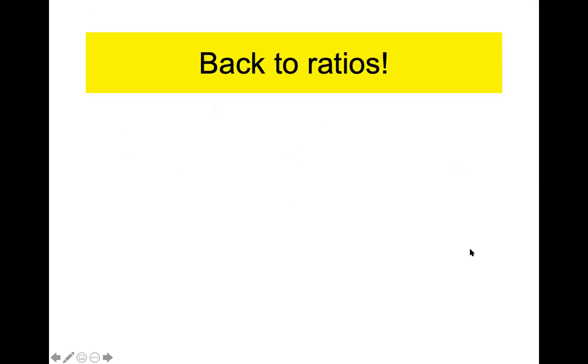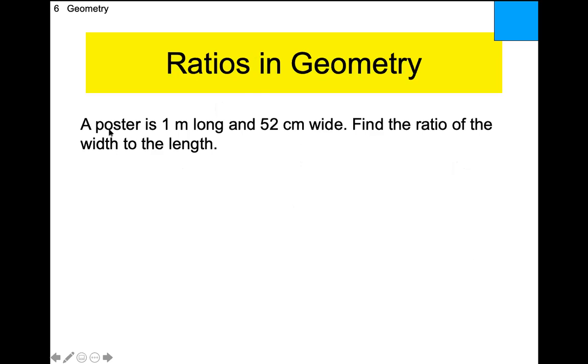Back to our ratios, this is our problem. We got a poster. I assume a poster is a rectangle. It says it's 1 meter long and 52 centimeters wide. I need to find the ratio of width to length. So I need width to length, but we got a choice. We can either change meters to centimeters or centimeters to meters. I'm going to do both just to show you what happens.